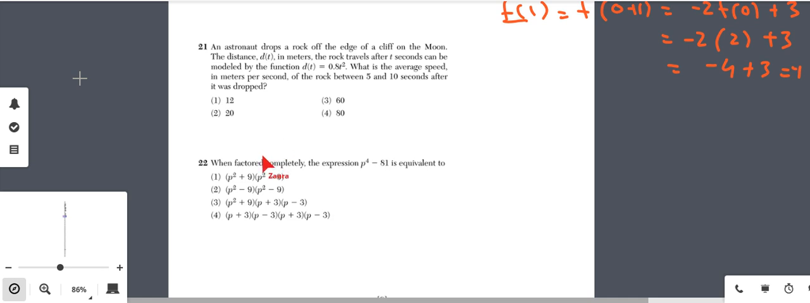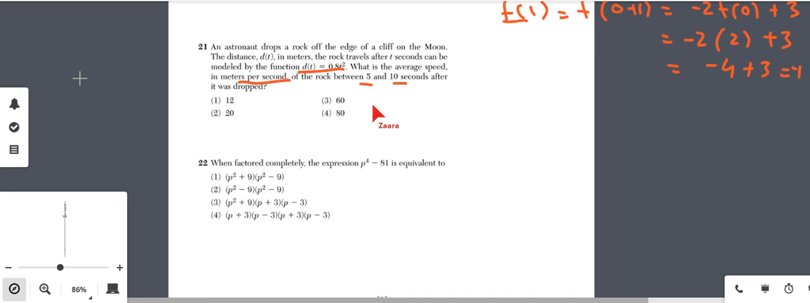Look at the next one. An astronaut drops a rock off the edge of a cliff on the Moon. The distance d of t in meters the rock travels after t seconds can be modeled by this function. You can see most of the questions are from the exponential function. What is the average speed in meters per second of the rock between 5 and 10 seconds?